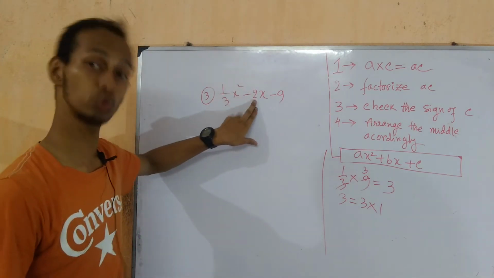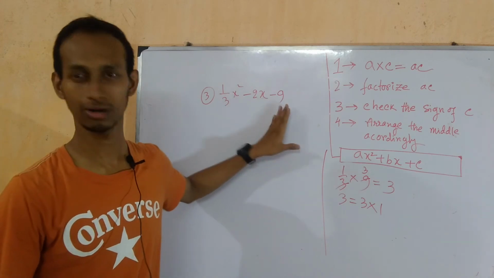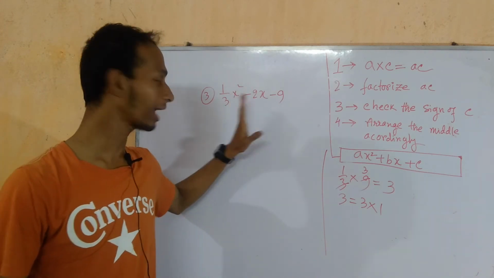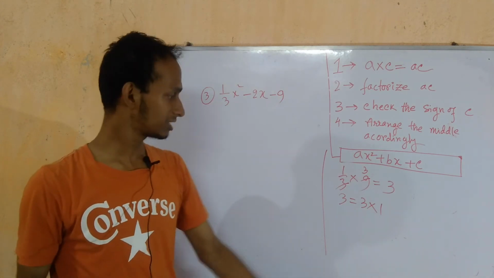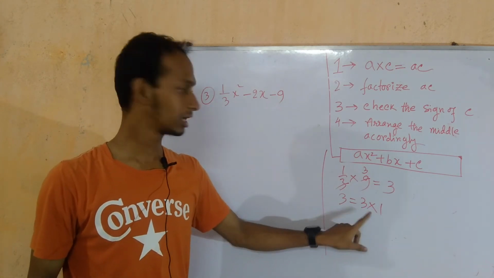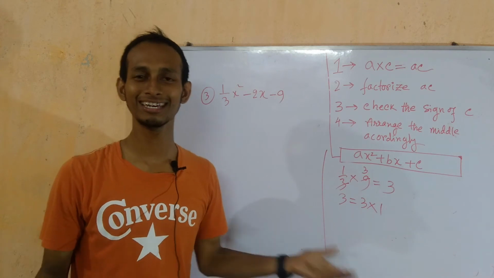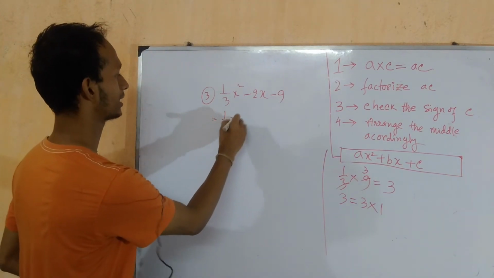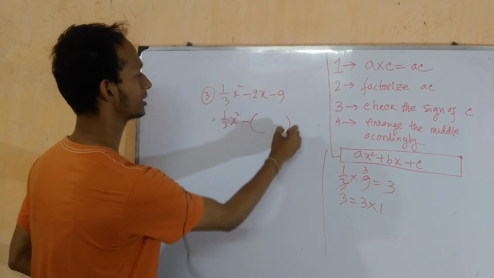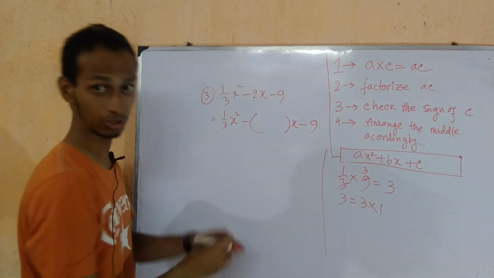That means only 2. Don't check the sign, and neither the x. So we have to arrange 2 by subtraction. It is very clear. See, after factorizing what did we get? 3 and 1. Very easy. 3 minus 1 is equal to 2. So 1/3 x square, minus will be there, x will be there, minus 9 will also be there.